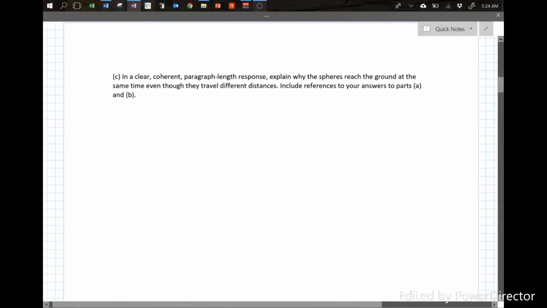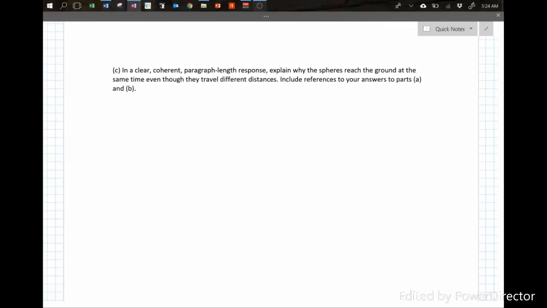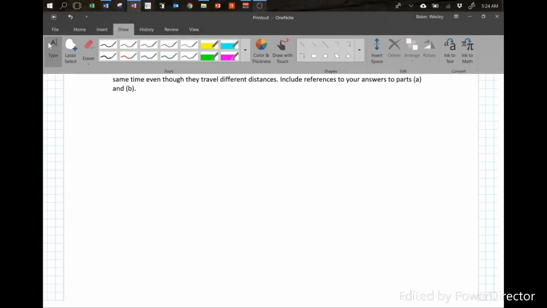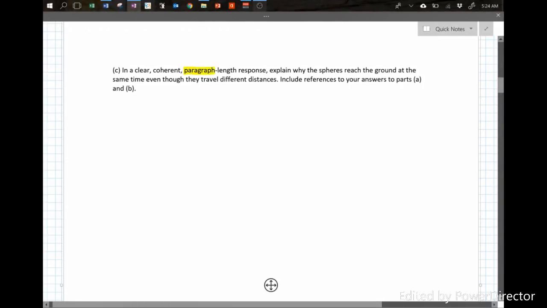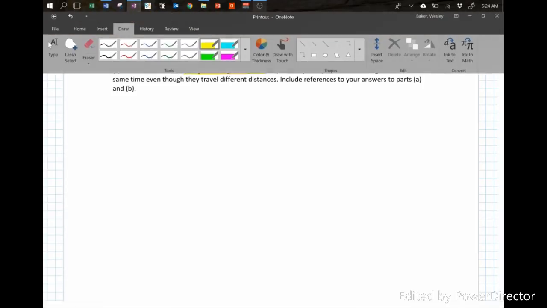In a clear, coherent paragraph length response, explain why the spheres reach the ground at the same time, even though they travel different distances. Include references to your answer to parts A and B. So we want to talk about that graph, and we want to talk about the free body diagram. And we will. Now on the AP test, this is a very specific kind of question. Paragraph length response. A paragraph length response is always worth 5 points.